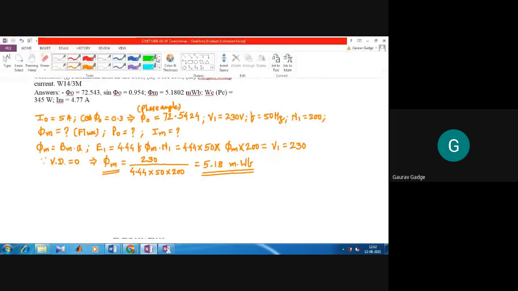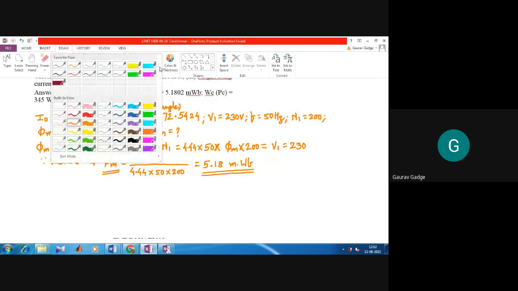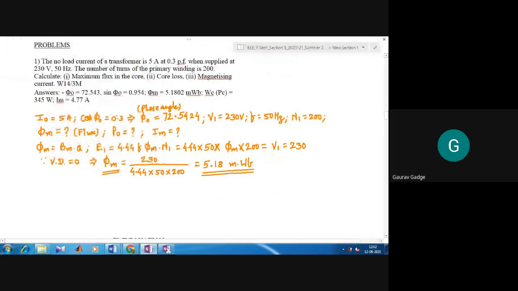Now we need the value of the second quantity. And what is the second quantity? Core loss. Now core loss can be written as P naught. So P naught is equal to V1 into I naught into cos of phi naught. In fact, students must be active in the numericals, because I think that numericals are an interesting part as compared to theory in any of the subjects.